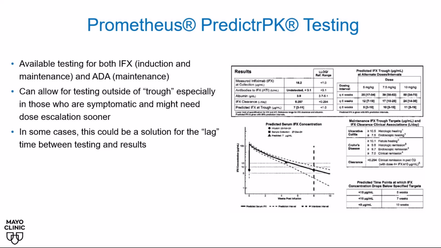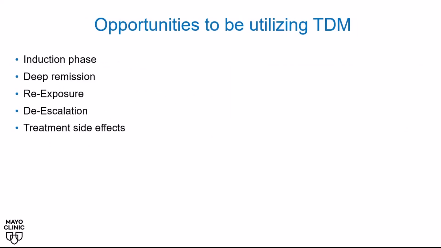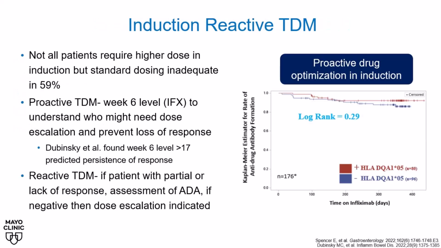Now, in subcutaneous therapies, when you give them every 1 to 2 weeks, I mean, it's not like we're waiting a long time. But when we're on infusion-based therapies every 8 weeks, it can be challenging. So where are these opportunities to utilize this? Induction, reactive TDM. So there's kind of proactive and then there's this reactive. So in the proactive phase, I want to be doing this at week 6.